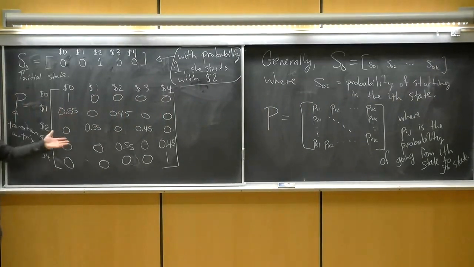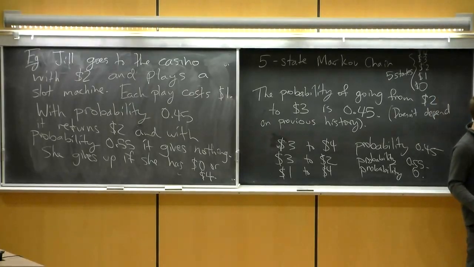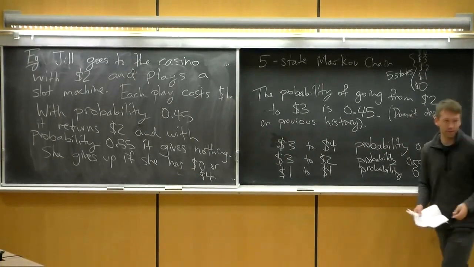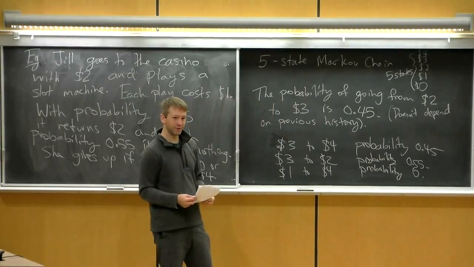But really, just think of this example. When you're at $2, the probability of getting $1 is 55%. That goes in this column. The probability of getting $3, 45%, that goes in this column. Any questions about this?